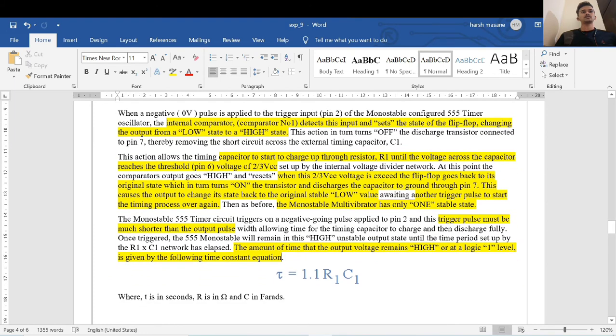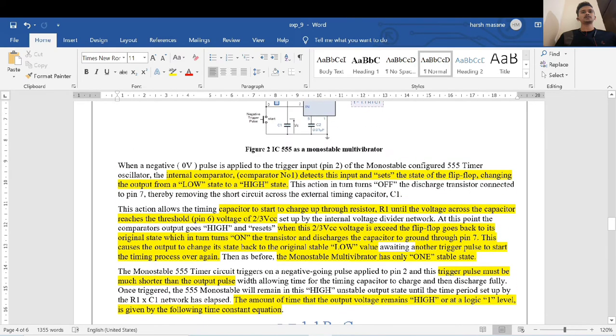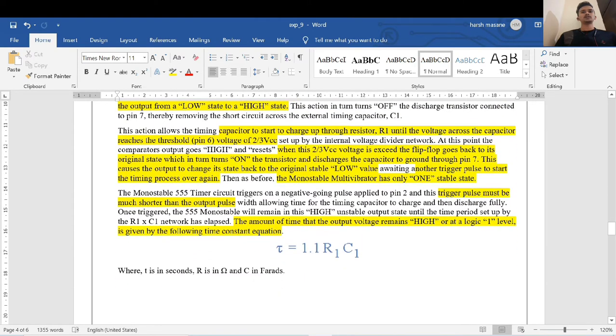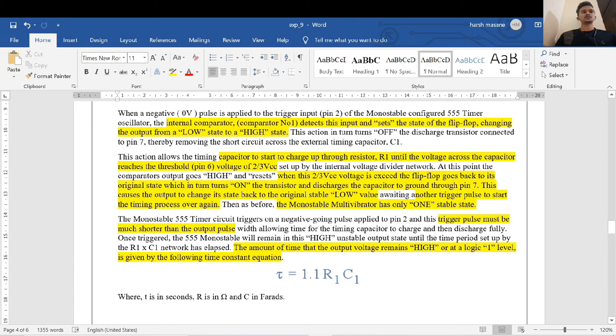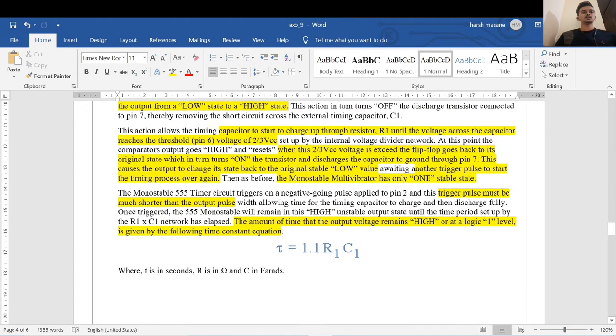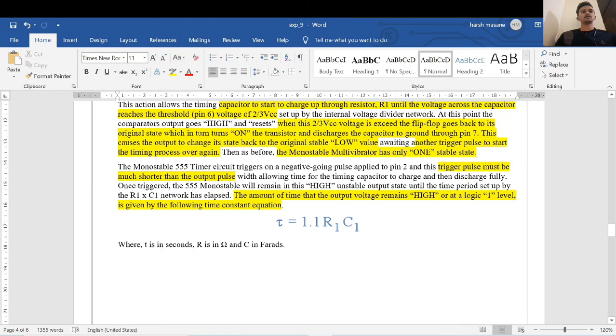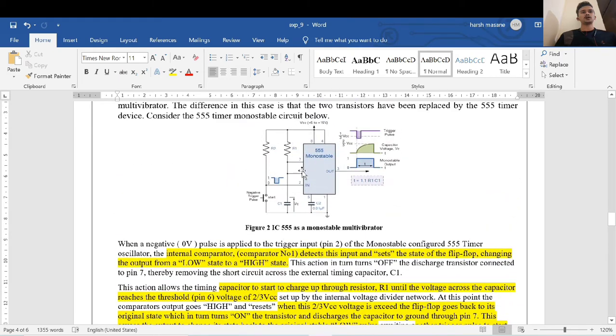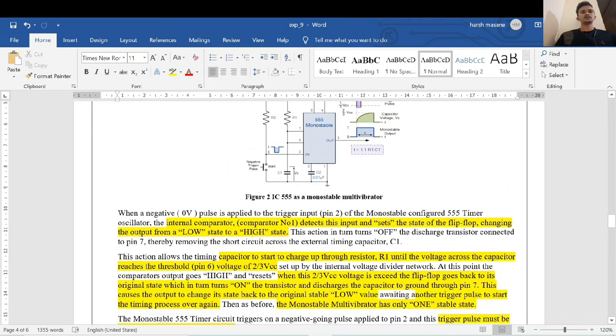So therefore it is called a monostable multivibrator as it has only one stable state. So here the trigger pulse must be much shorter than the output pulse. Further, the amount of time that the output voltage remains high, or at a logic 1 level, is given by the following time constant equation, which is T is equal to 1.1 R into C. So here the R1 and the C1.